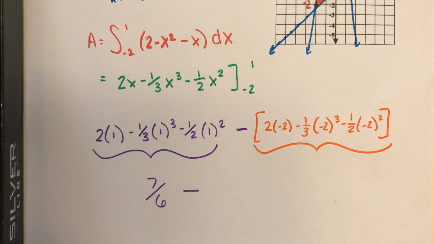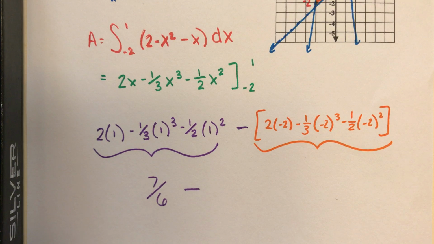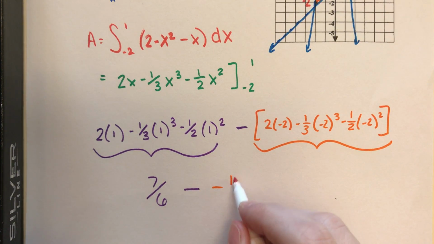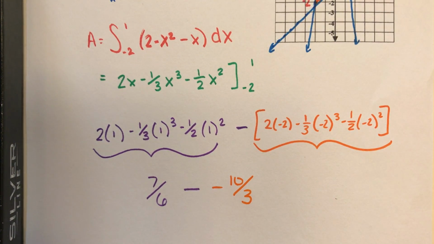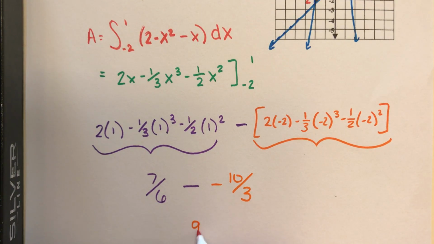And now I'm going to do the right side. So that would be -4 plus 8/3 minus 2. So minus the 10/3. So that's 7/6 plus 10/3. That gives me 9/2.